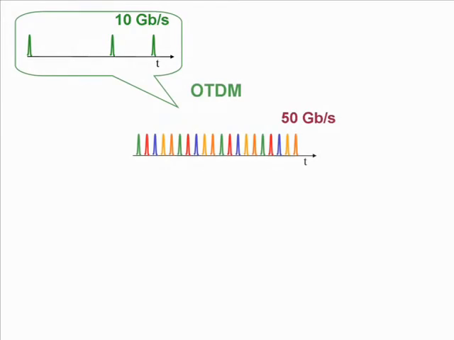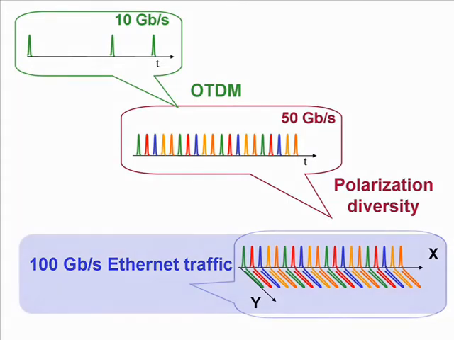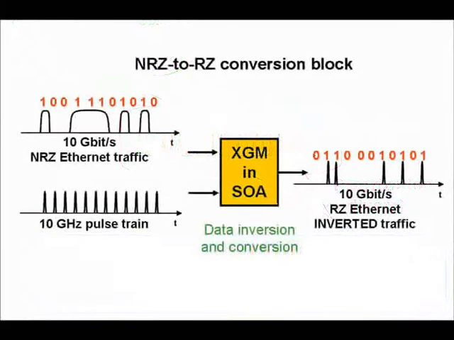Then, an OTDM multiplexer based on delays in optical fiber allows aggregating 5 channels at 10 gigabit per second. And finally, 2 replicas of the 50 gigabit per second OTDM signal are polarization multiplexed by means of a polarization beam combiner. In this way, the 100 gigabit per second Ethernet traffic is obtained. The NRZ to RZ converter is an inverting data scheme based on cross-gain modulation in an SOA.